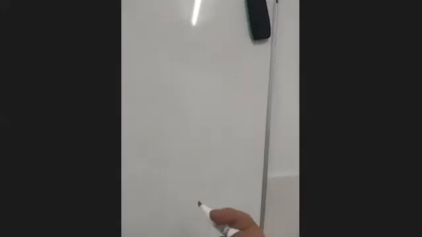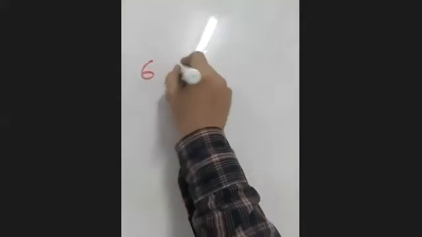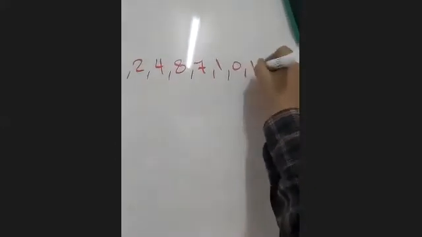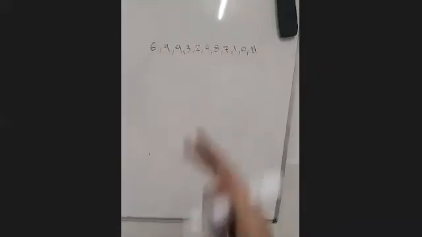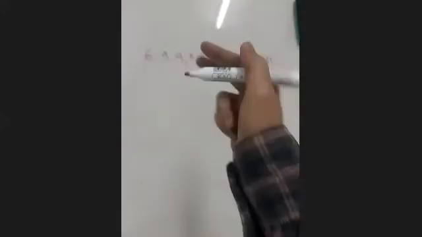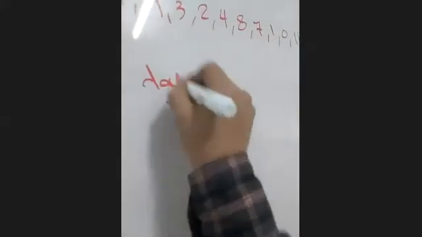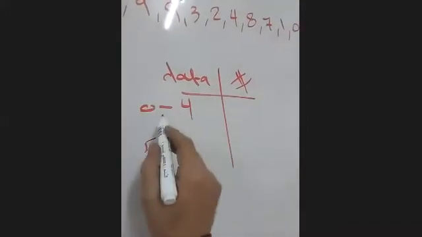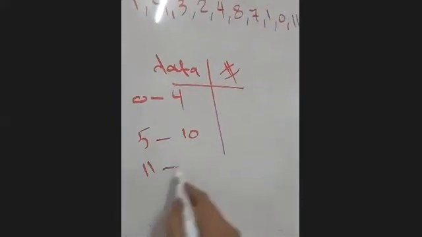The second idea in example 2: I'll do a similar one in the table on the board. Please focus here, guys. How to turn data into a table. For example, if I have this data: 6, 9, 9, 3, 2, 4, 8, 7, 1, 0, 11. I have responses, and I can translate them to a table. Here the data and here the number: from 0 to 4, from 5 to 10, and from 11 to 15.